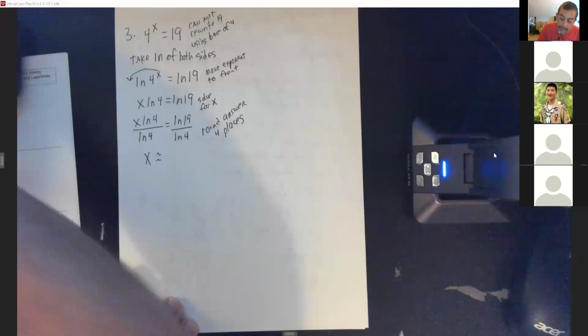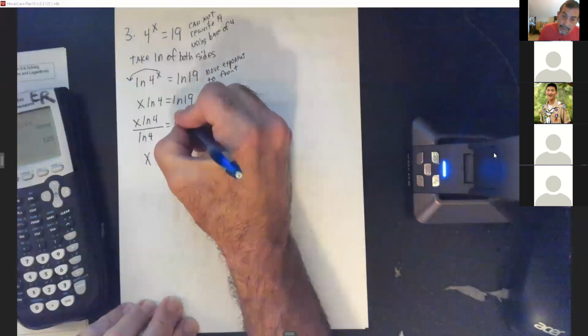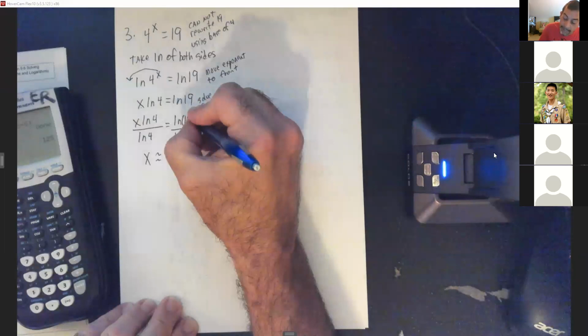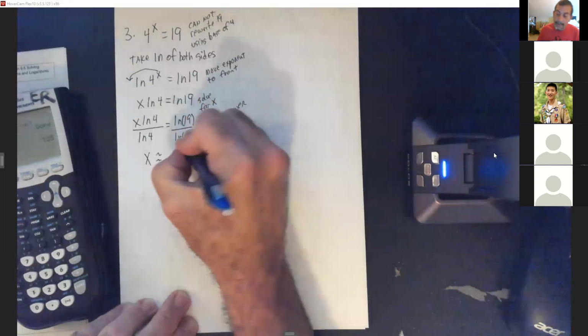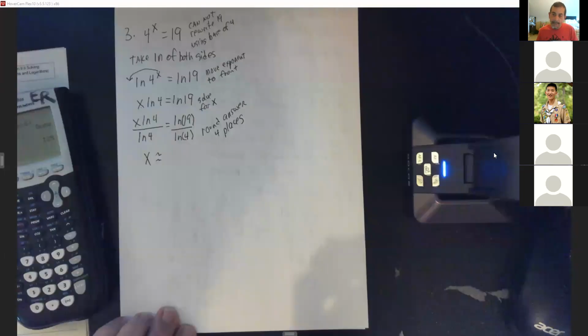All right, so when you do this, ln always gives you a parenthesis. Close those parentheses before you hit the division, and then put in your ln of 4, okay? So I would do my ln. So I'm going to pull my calculator over here.